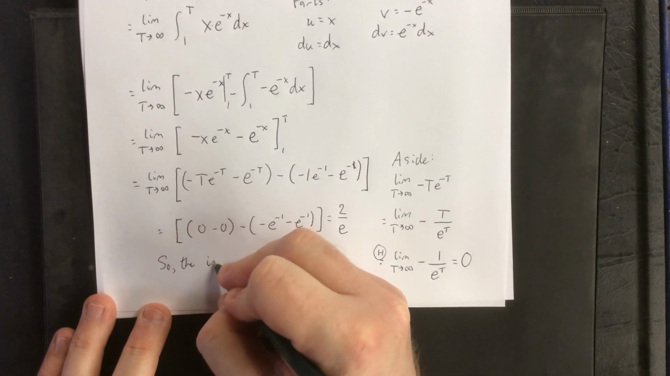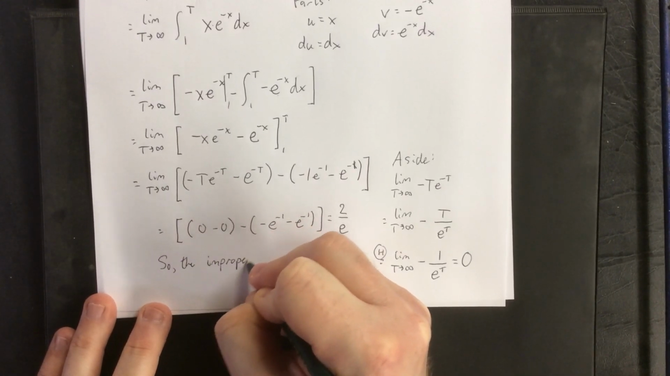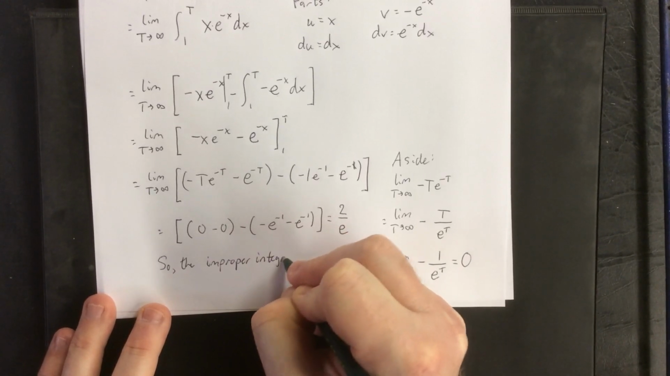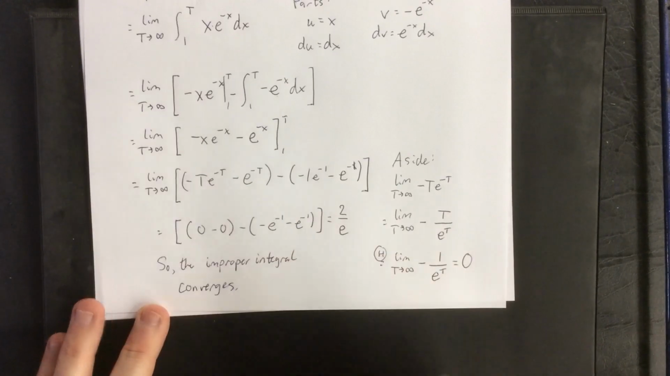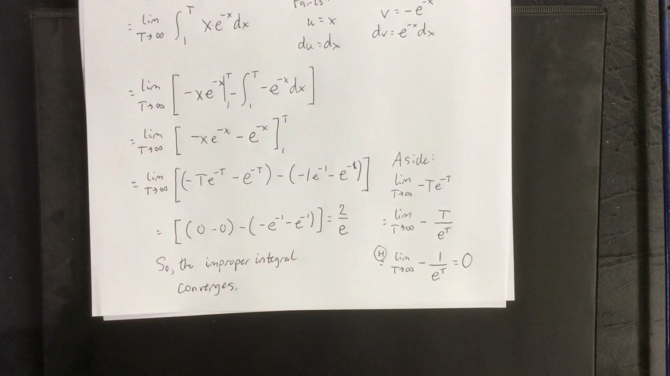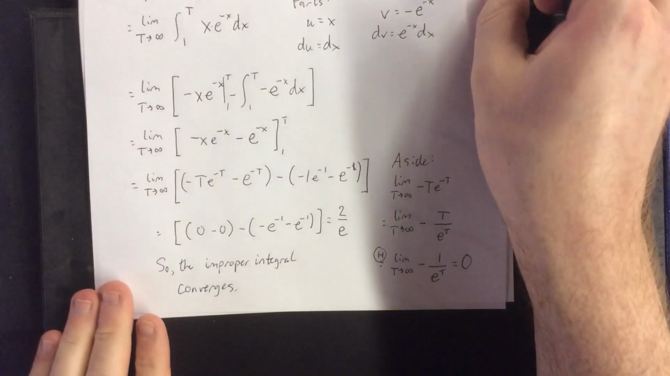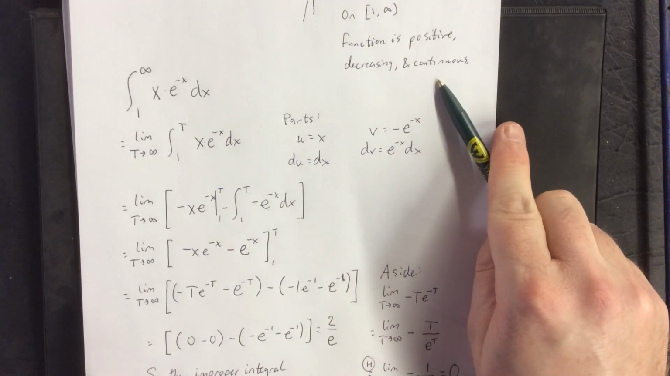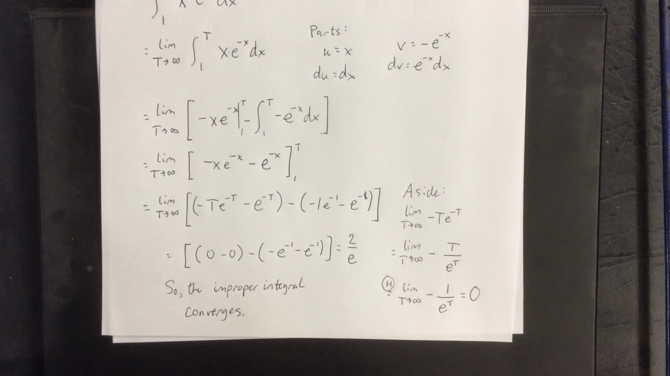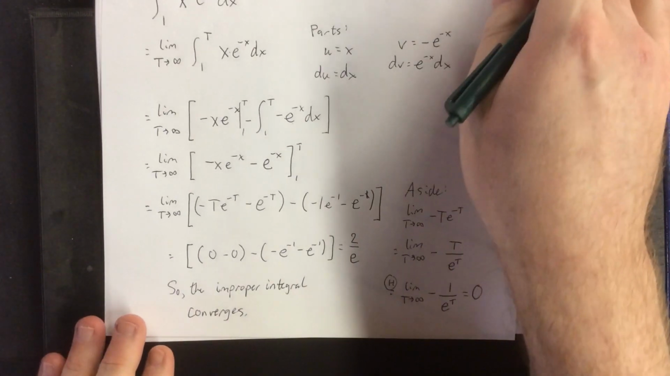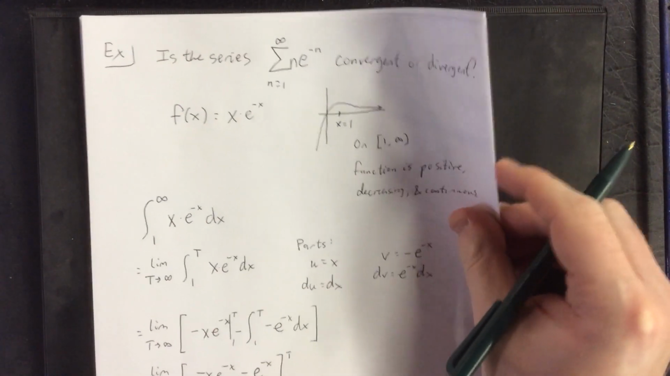So the improper integral converges. Now, according to the integral test, because our function is positive, decreasing, and continuous, and because the improper integral converges, that lets us know that according to the integral test, the series converges as well.